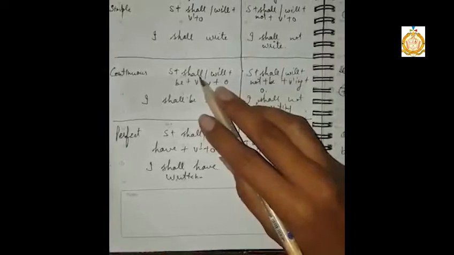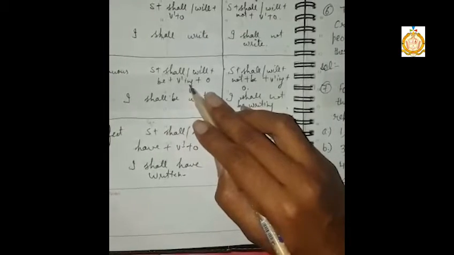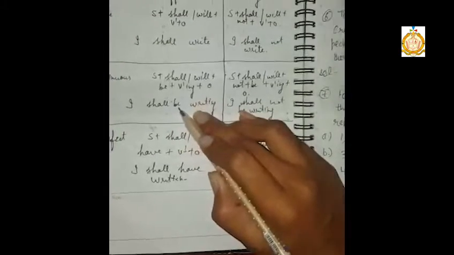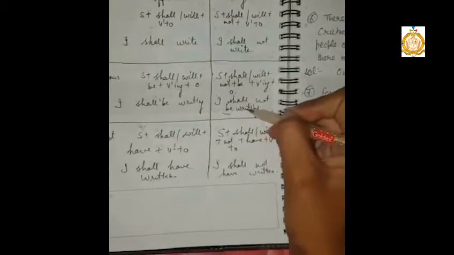Continuous, there will be shall or will, along with it there will be the word be and first form of verb and ing. Here we will add not after the shall. Here I shall not, afterwards we will use the word be. I shall be writing will be converted into I shall not be writing.